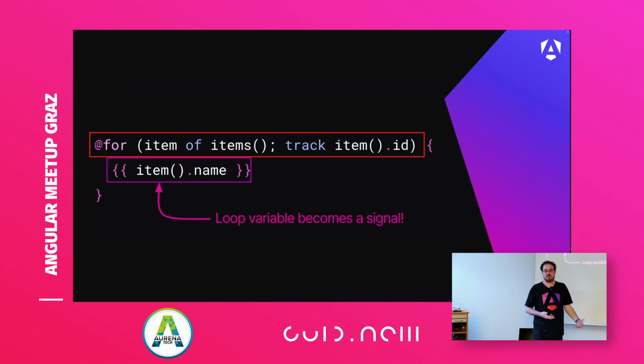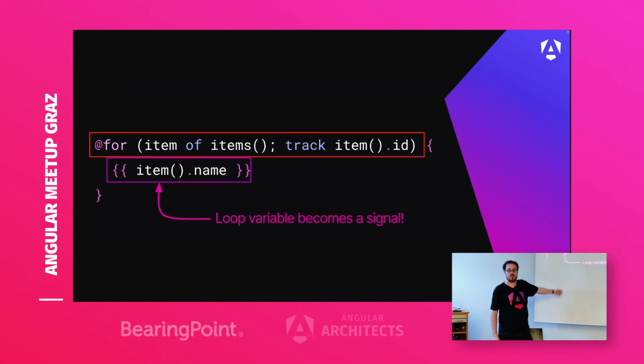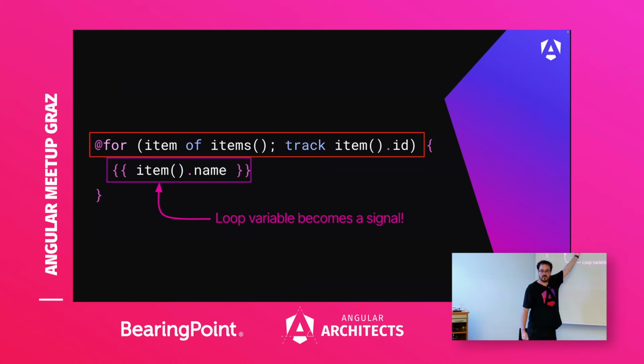And constructs and templates could also behave differently. So inside of a signal component, the loop variable of a for loop could produce a signal for you, probably some computed based on the items that tells you, OK, this thing changed, so the individual child view needs to change.